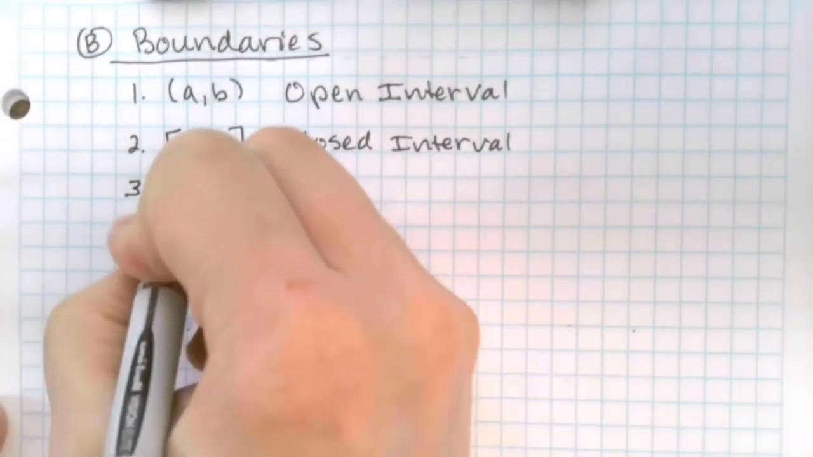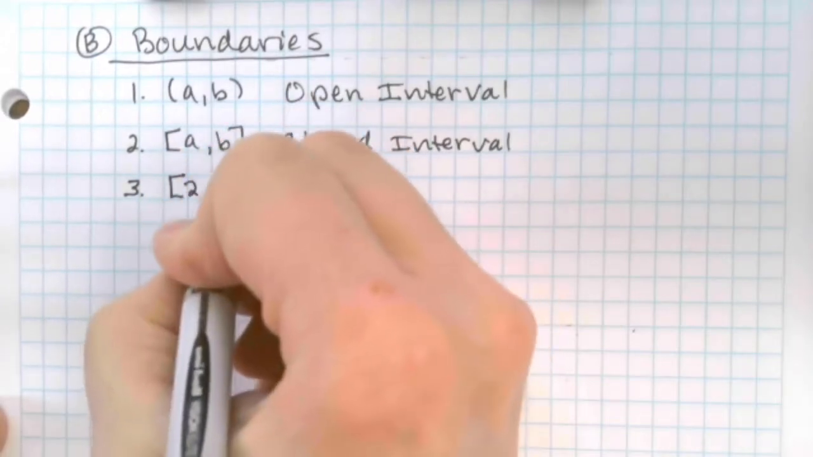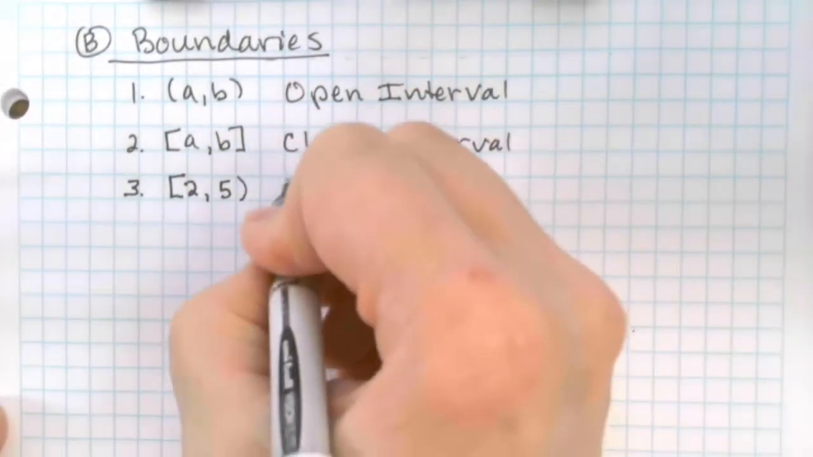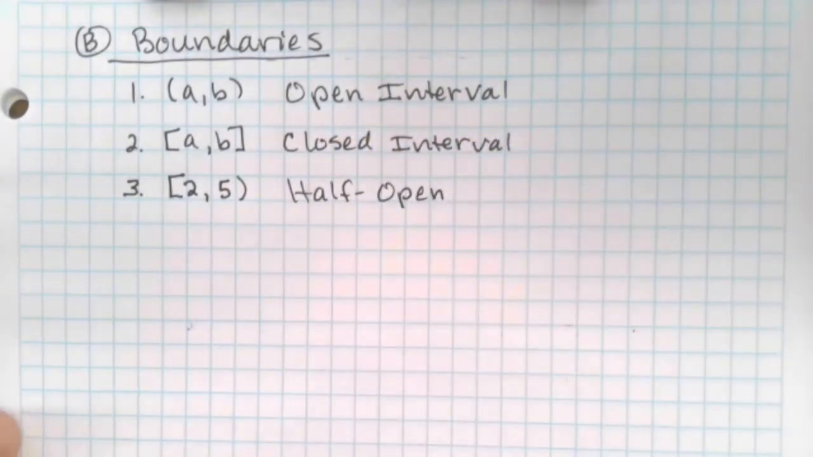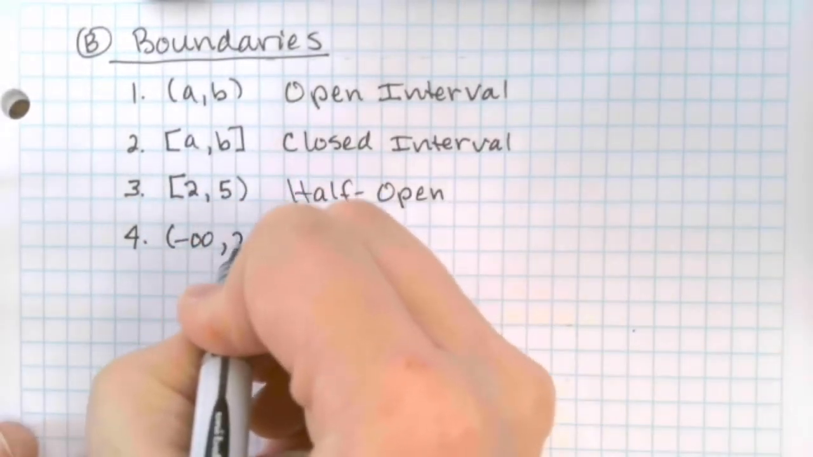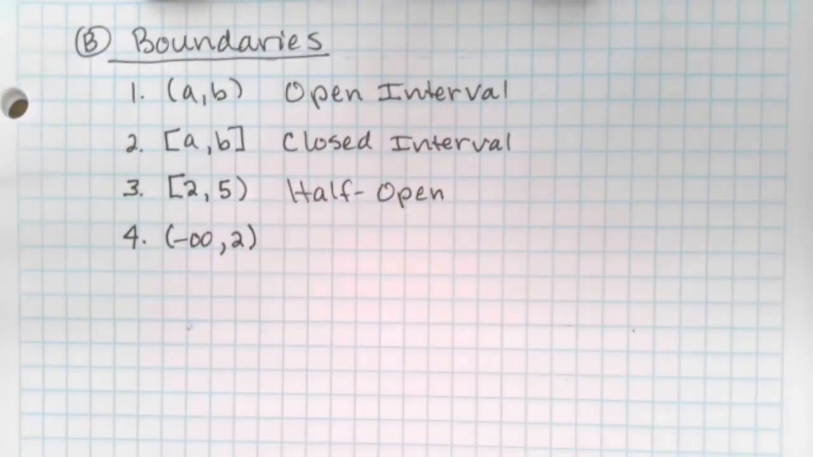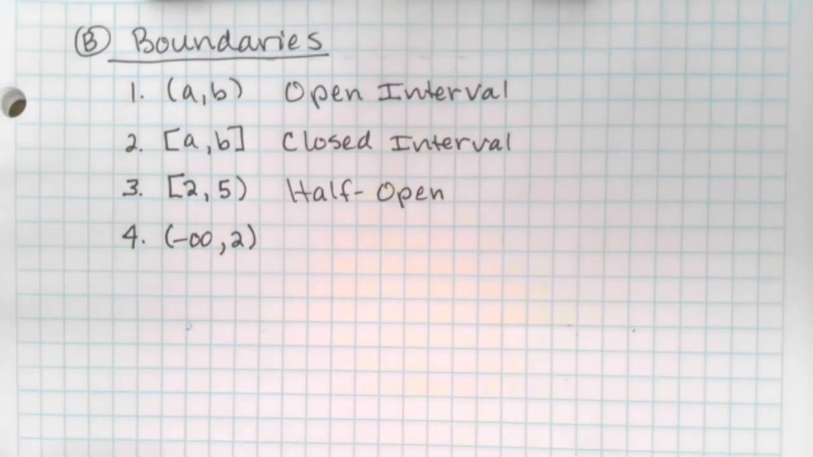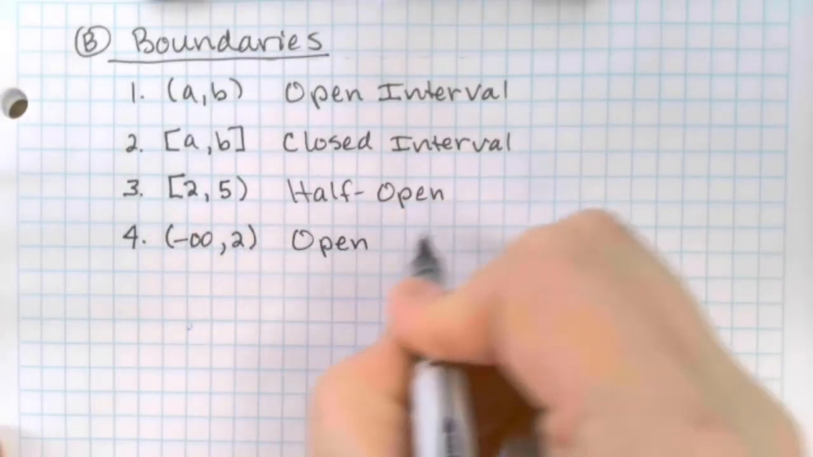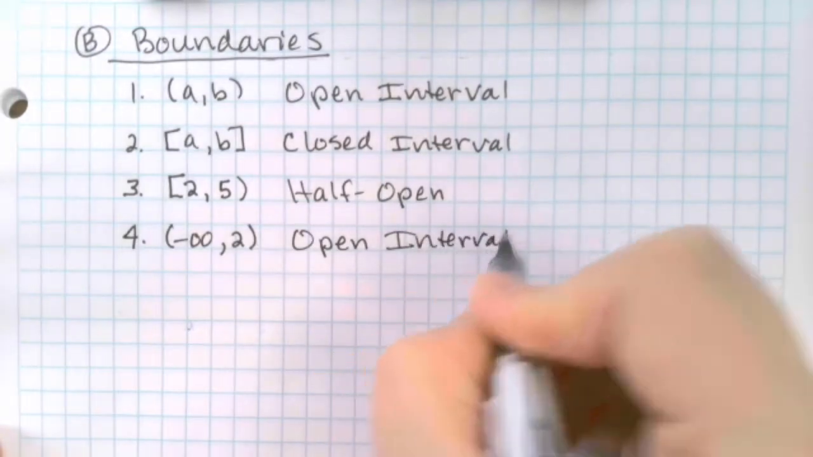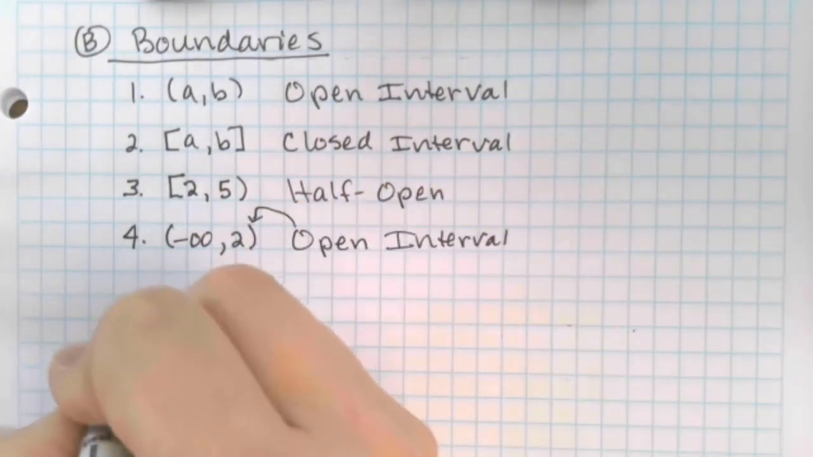Okay, number 3. This one has a closed on the 2 and open on the 5. They call this a half open interval. Half open. All right, let's say you have negative infinity up to a 2. With negative infinity on one end and 2 on the other, the interval is named for the endpoint, not the infinity. So the fact that the 2 is an open endpoint means the whole interval is an open interval. And again, that's because of the 2, not the infinity.